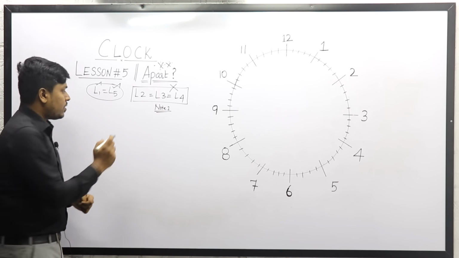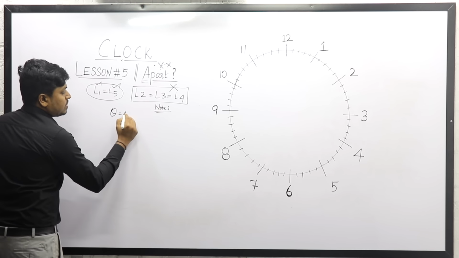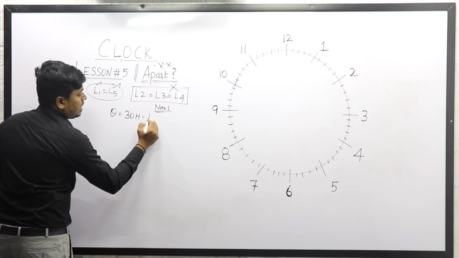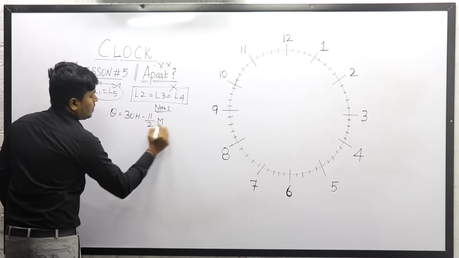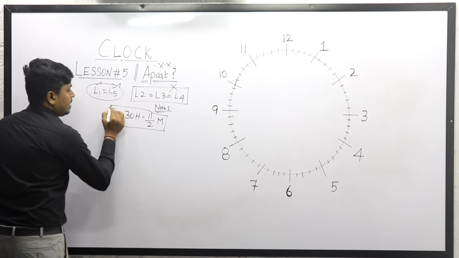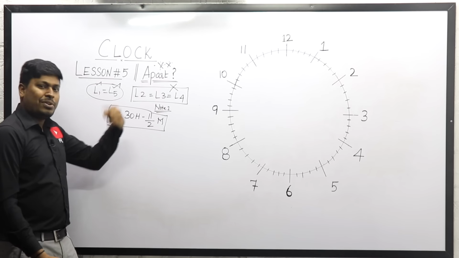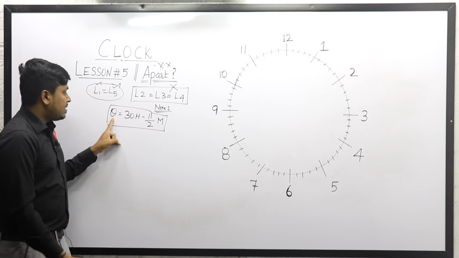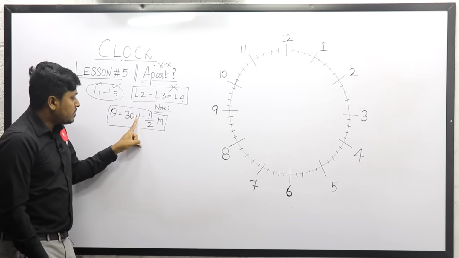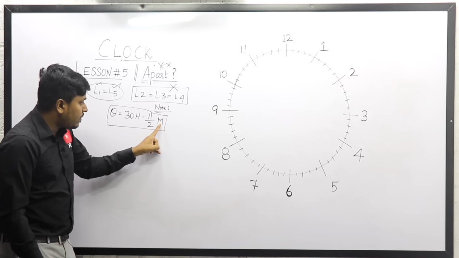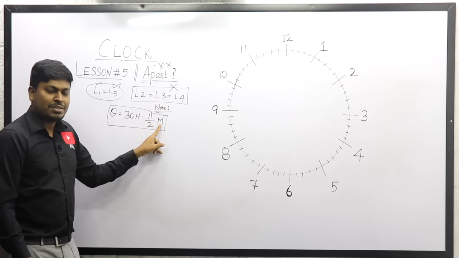The formula that I have taught you is theta equals 30h minus 11 by 2 into m. So this is the formula we learnt in lesson number 1. The same formula. We know the value of theta according to the question. According to this question, we will substitute the value of theta and the value of h, and our target is to find the value of m. That's it. It's very easy.